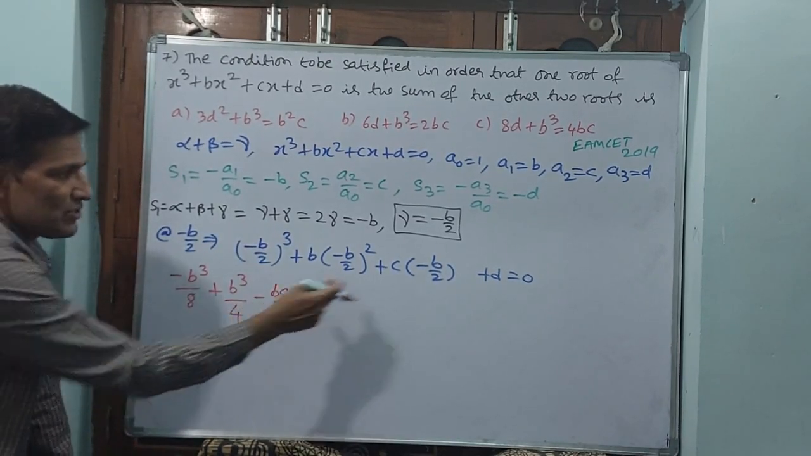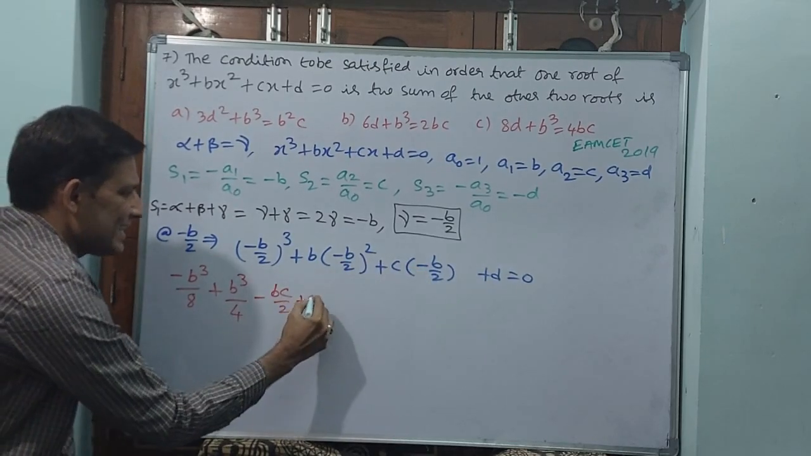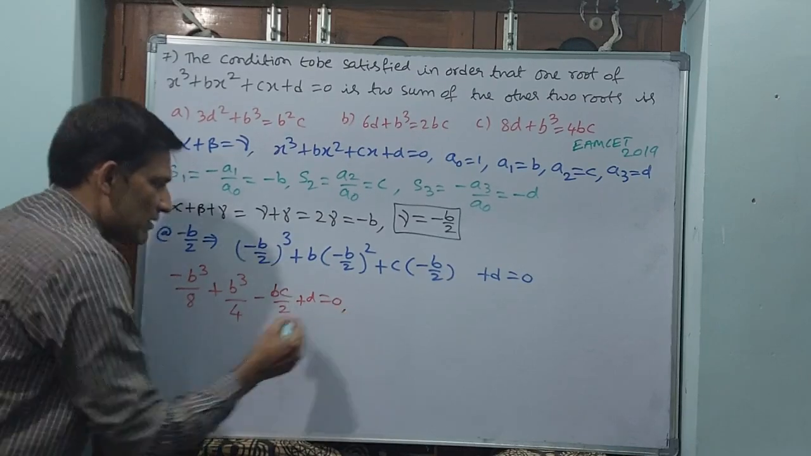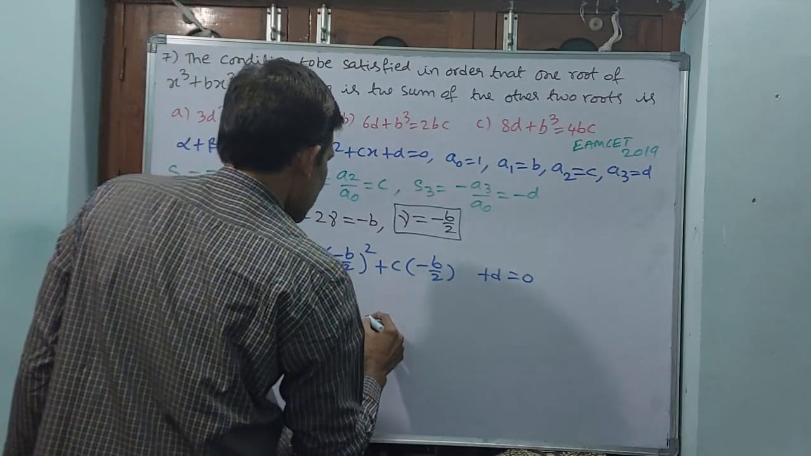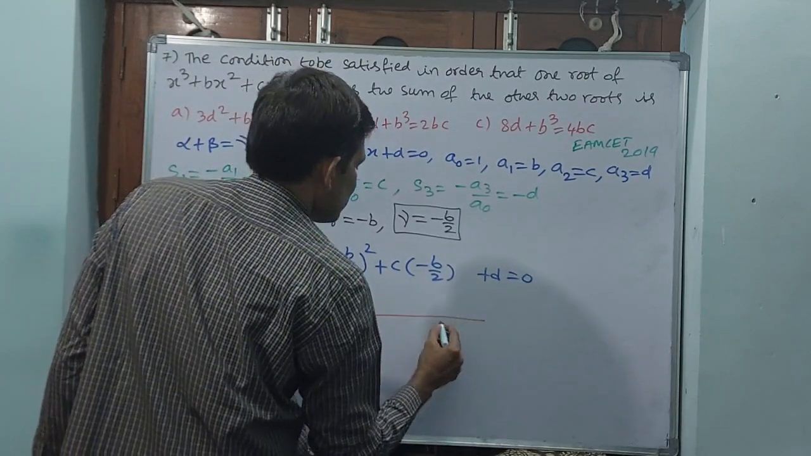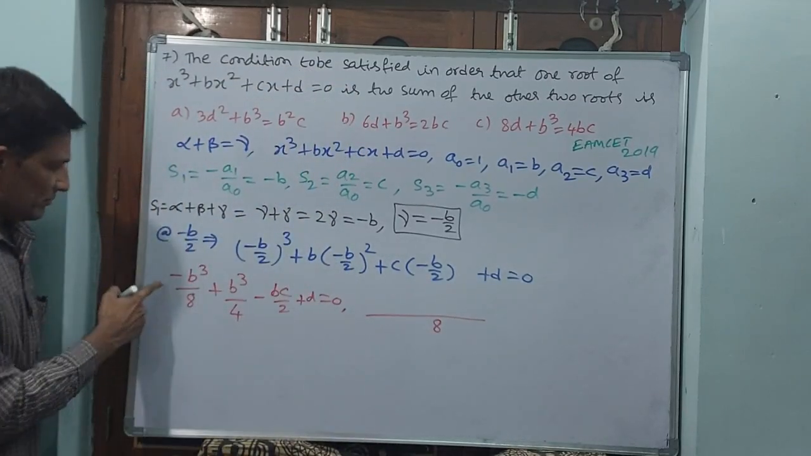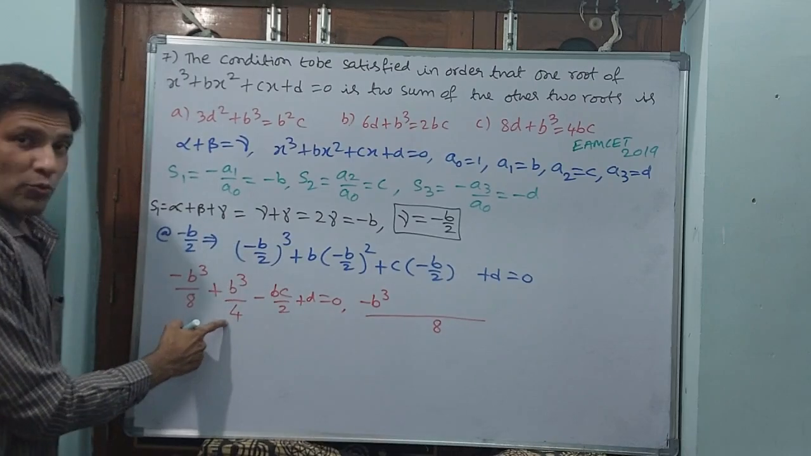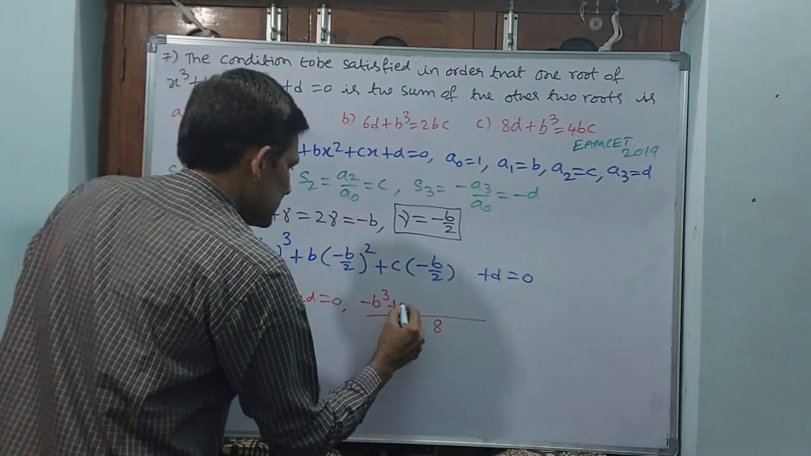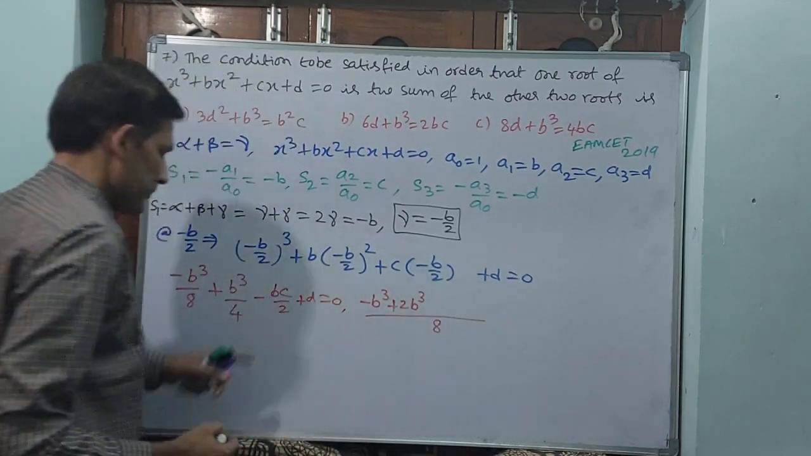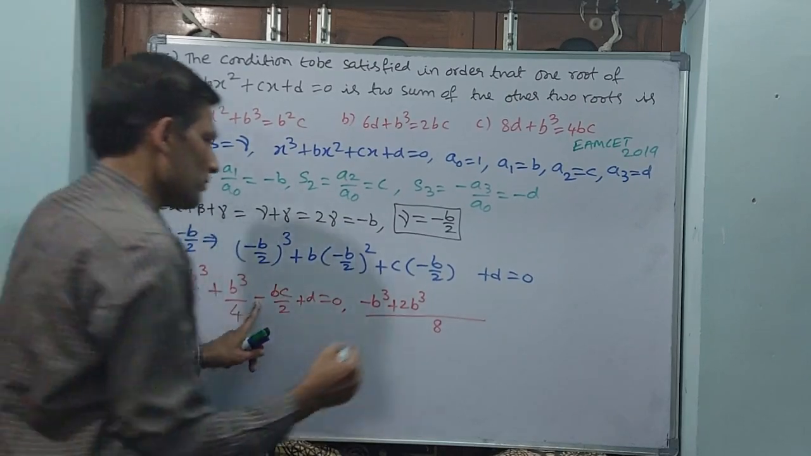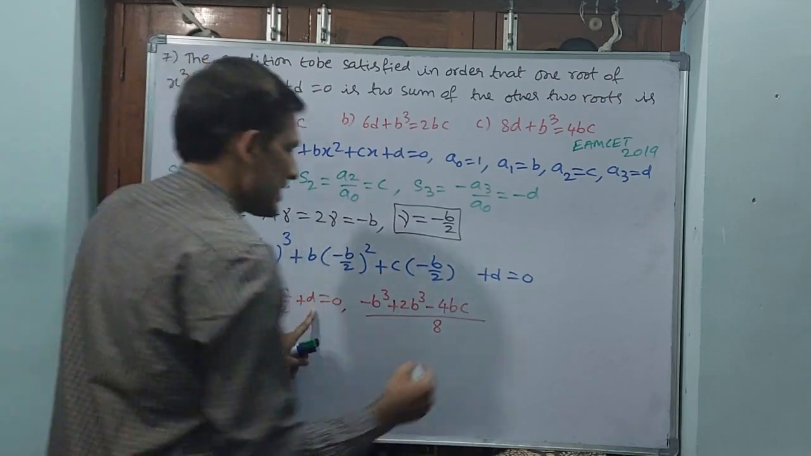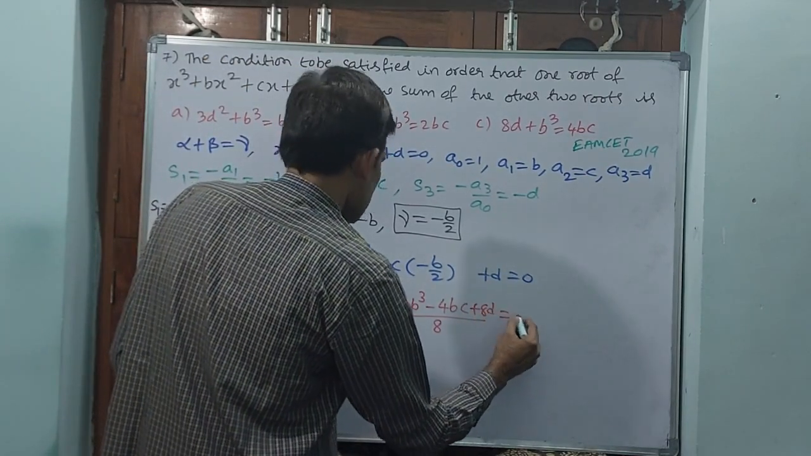Now, minus BC by 2 plus D is equal to 0. Now what you have to do? You take 8 as LCM. You know very well why, because 8 is bigger here. I am taking 8 as LCM. If I take 8 as LCM: minus B cube plus 2B cube, 4 times minus 4BC, 1 time 8 times plus 8D is equal to 0.